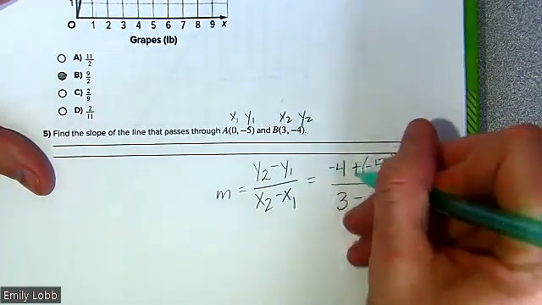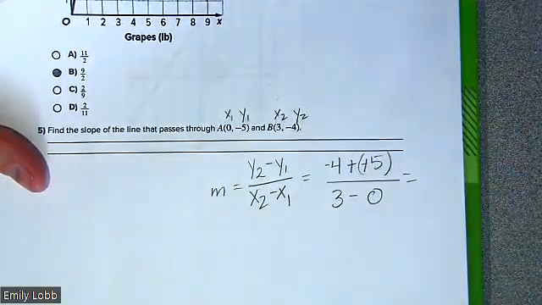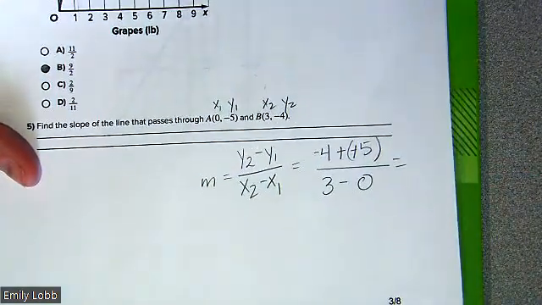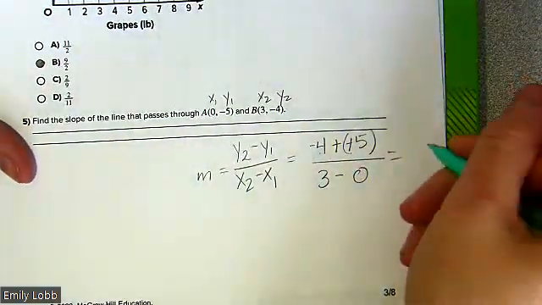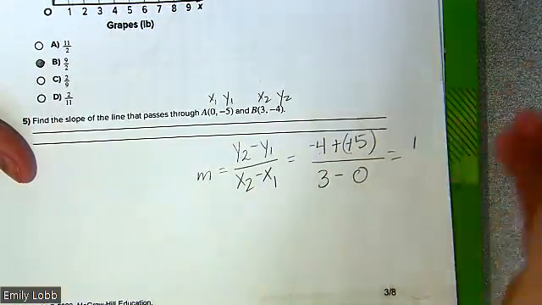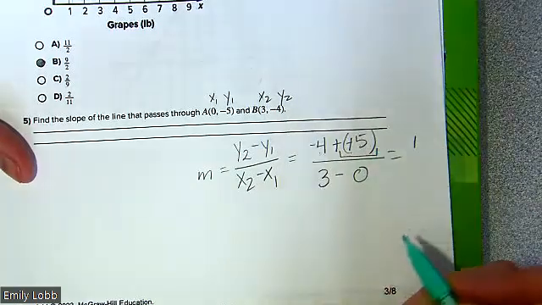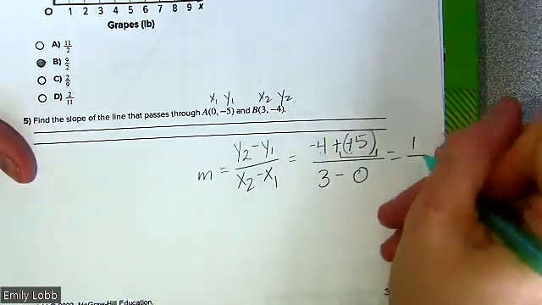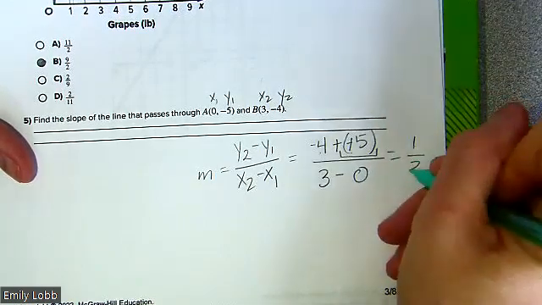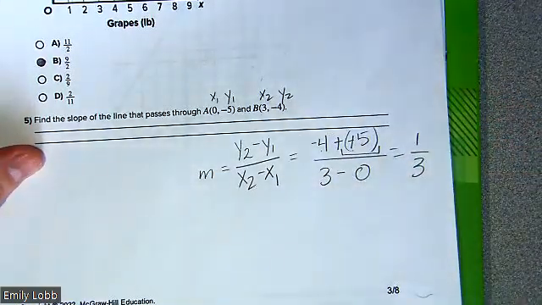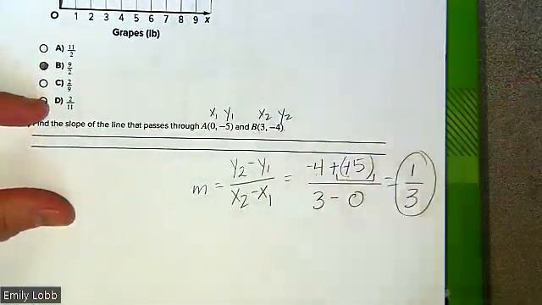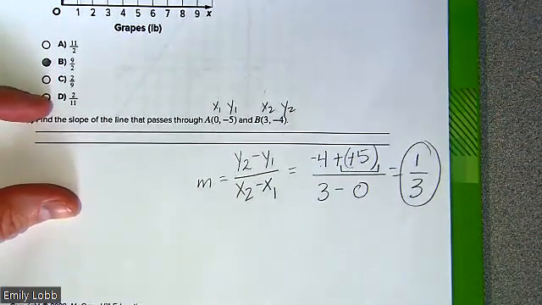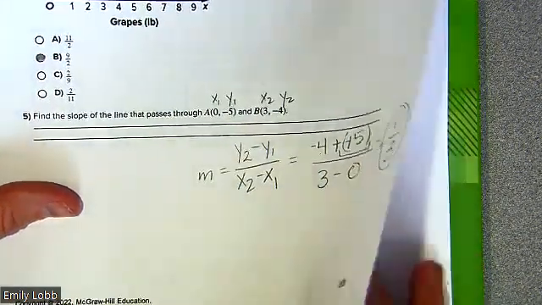So here we're going to add the opposite. I have -4 plus 5. My signs are different. I find the difference. Big minus little. So 5 minus 4 is what? 1. And my bigger number is positive, so it's staying positive. What's 3 minus 0? 3. So it's going up 1/3. This is the slope, 1/3. All right, that's number 5.